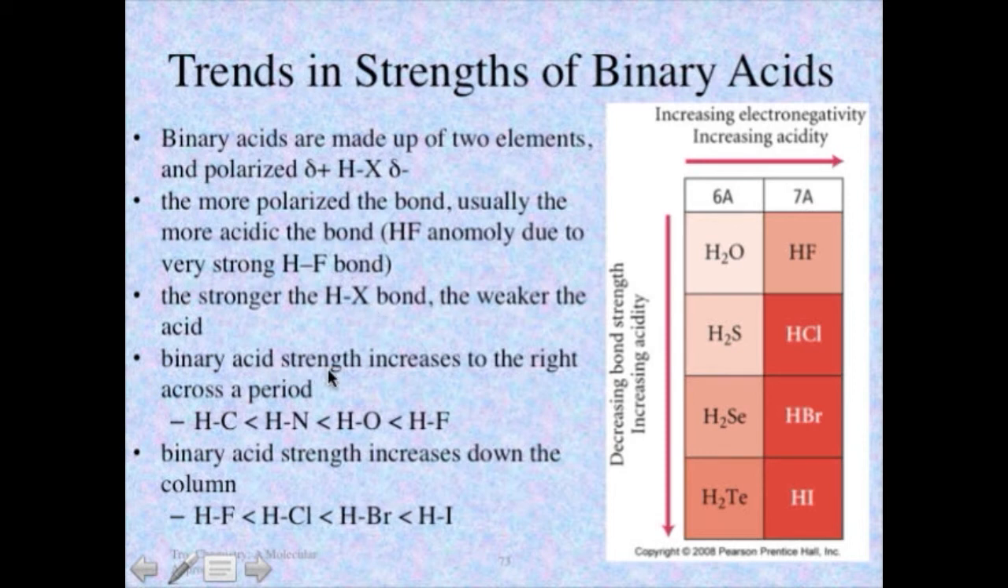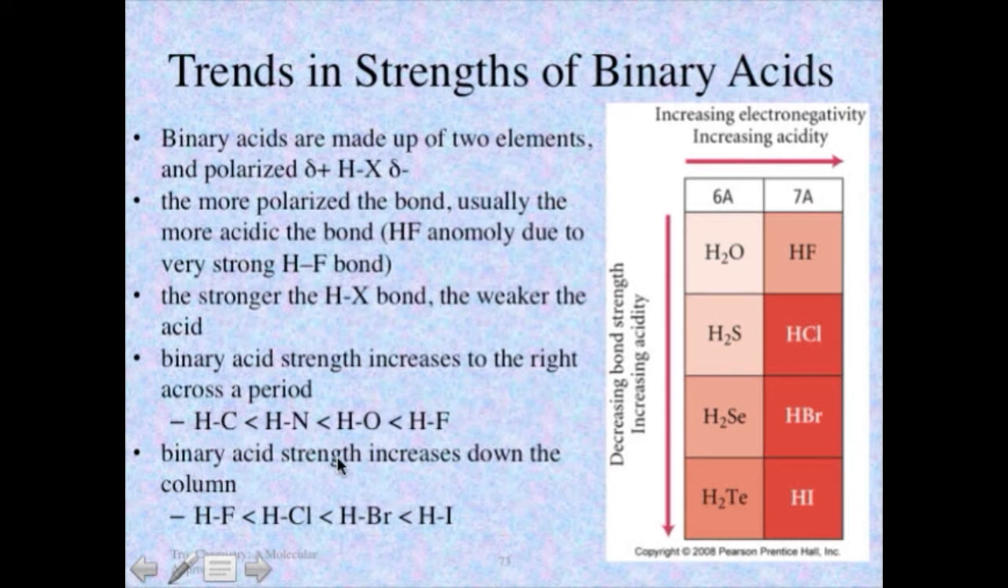Binary acid strength increases to the right across a period. So as you go from HC to HN to HO to HF, the acid strength increases because the electronegativity increases as you go from left to right.